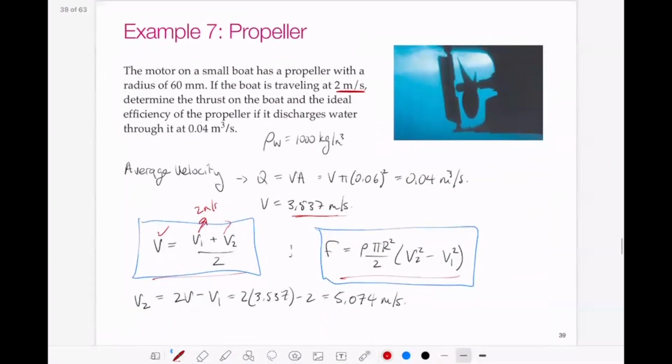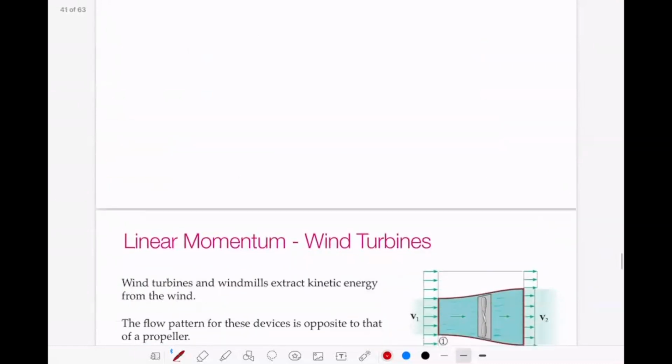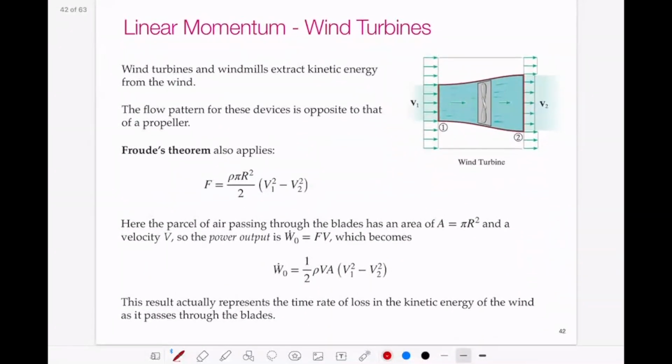We talked about a few notes on propellers and their efficiency. We did an example. So let's now start with wind turbines. Wind turbines and windmills do the opposite of a propeller. They extract the kinetic energy from the wind or from the fluid. So the flow pattern for these devices is just the exact opposite of a propeller.